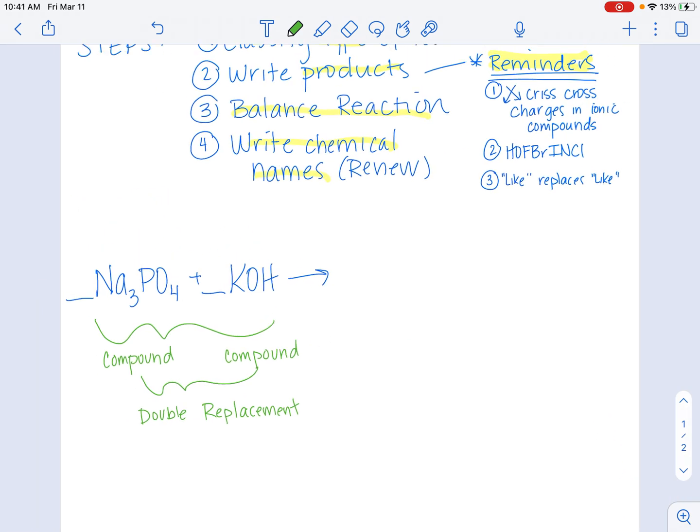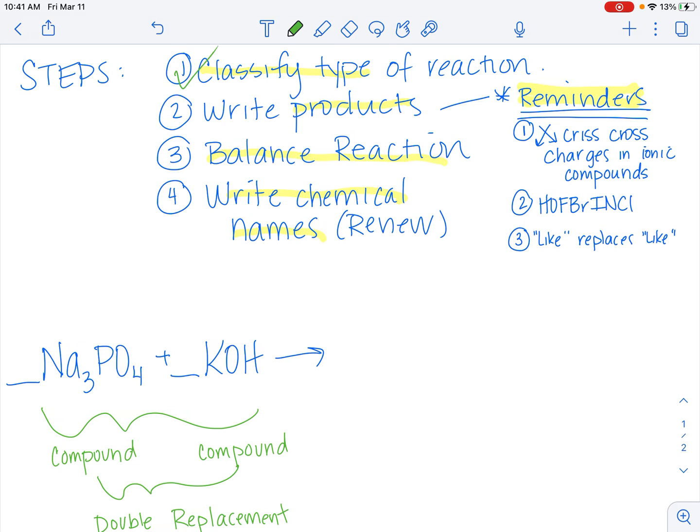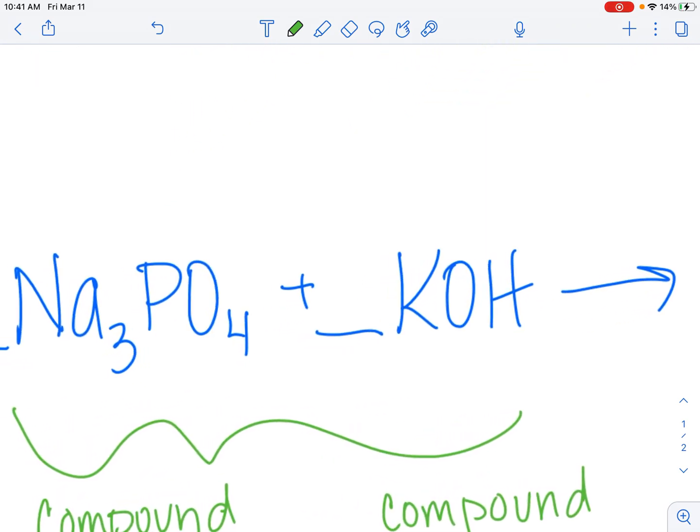All right, now the next part, classifying done, is write my products. As a reminder, these are both ionic compounds. When they switch partners, they're still going to be ionic. When I do that, I have to re-crisscross those oxidation numbers. And remember that when I'm switching them, like replaces like. So I cannot put two positive ions together or two negative ions because those are just going to repel each other. So it's important that when I start, I come over here.